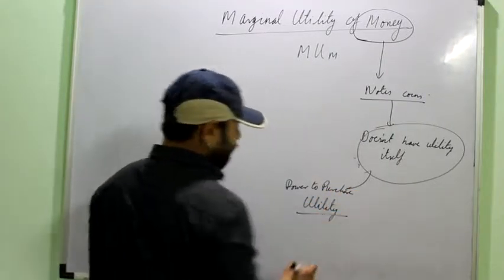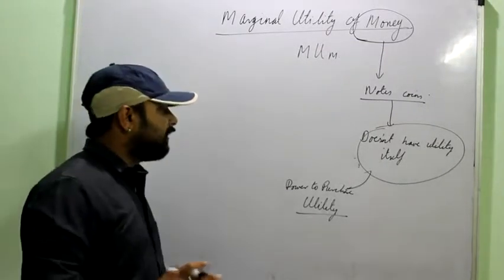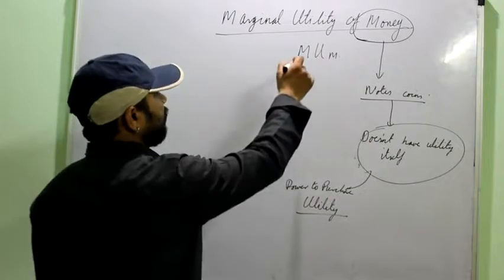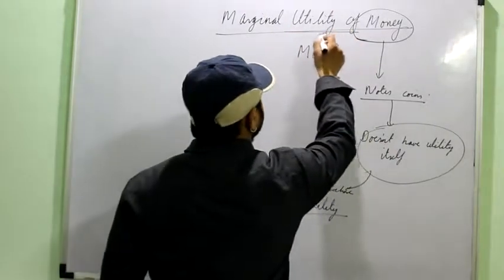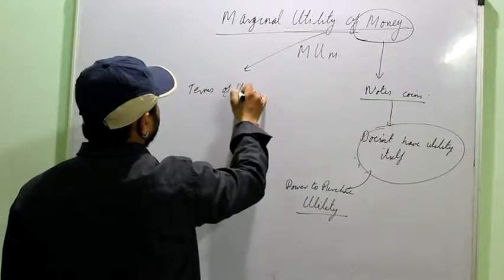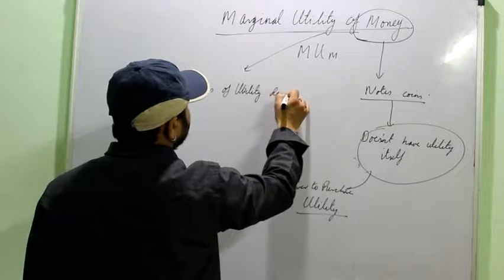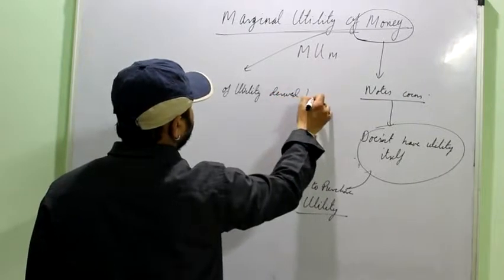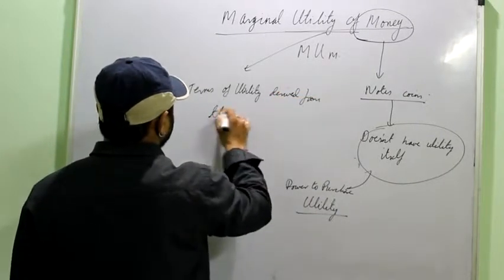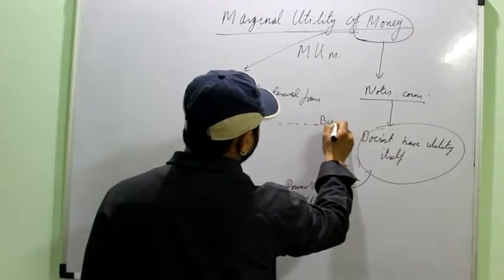Or you can say it can purchase the goods and services which will provide you utility or help you to satisfy your want. So, utility of money is basically measured in terms of the utility derived from the goods and services which the money can buy.